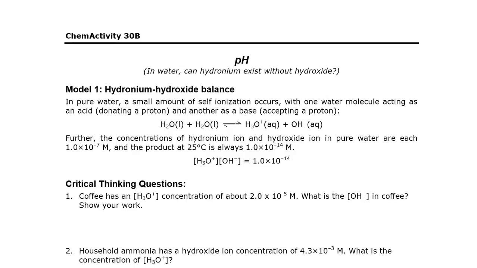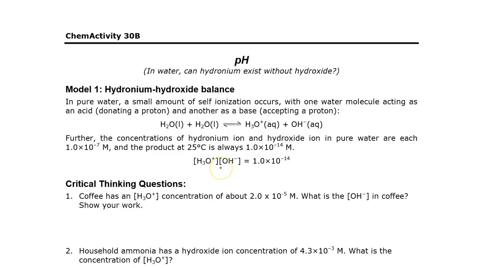Model 1 shows the hydronium hydroxide balance. There is a reaction equation that talks about the self-ionization of water. And then there is a mathematical relationship. In this relationship, these square brackets indicate the molar concentration, the concentration in molarity. That's what those square brackets always mean in chemistry.